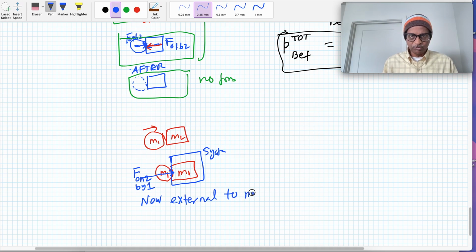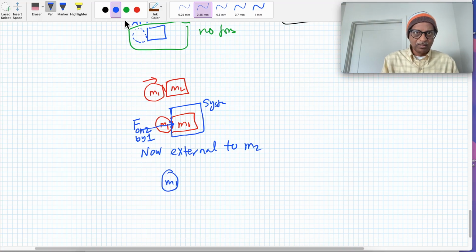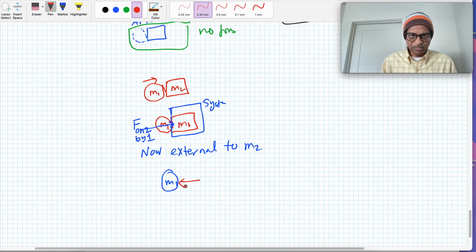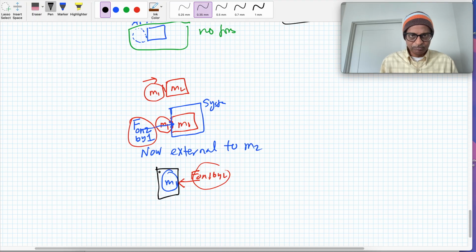External to M2. Similarly, if you look at M1, the opposite force from M2, so this will be F on 1 by 2. These guys are equal to each other, right? These forces are equal but opposite in direction. So if I look at this as my system, this is external to it.